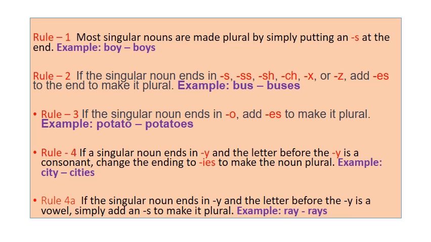For example, piano, pianos. The spelling of pianos is P-I-A-N-O-S. Rule 4. If a singular noun ends in Y and the letter before Y is a consonant, change the ending to IES to make the noun plural. Example given here is city, cities. And the next example, which is marked here as Rule 4a. If the singular noun ends in Y and the letter before the Y is a vowel, simply add an S to make it plural. Example, ray, rays.